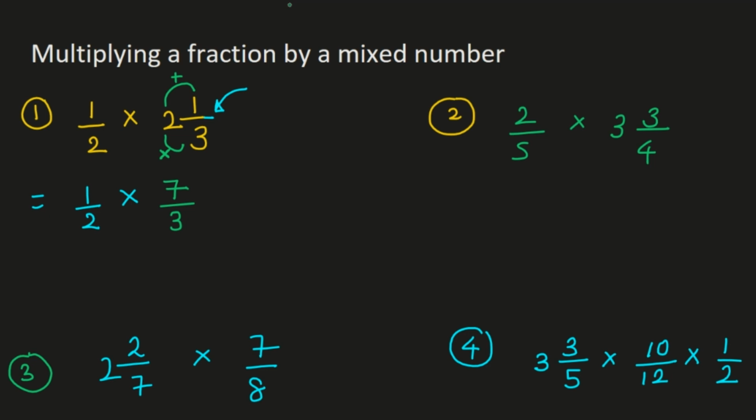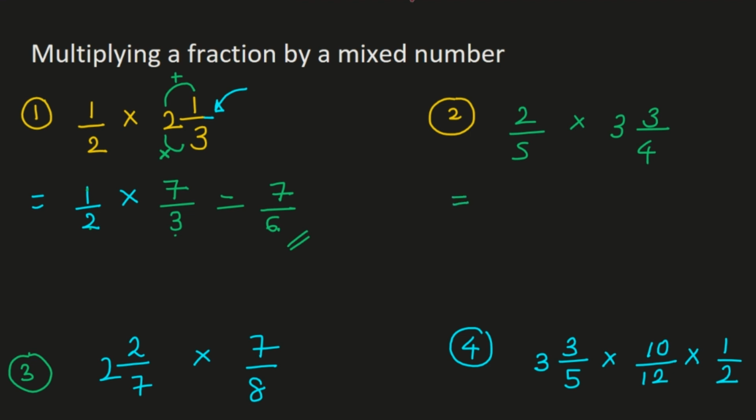So in this case, since the numerators and the denominators cannot be divided by the same values, I can simply multiply the numerators and the denominators together. So 1 into 7, it's 7. 2 into 3, it's 6. The answer is 7 upon 6. Understood? Great. Okay, the next question.